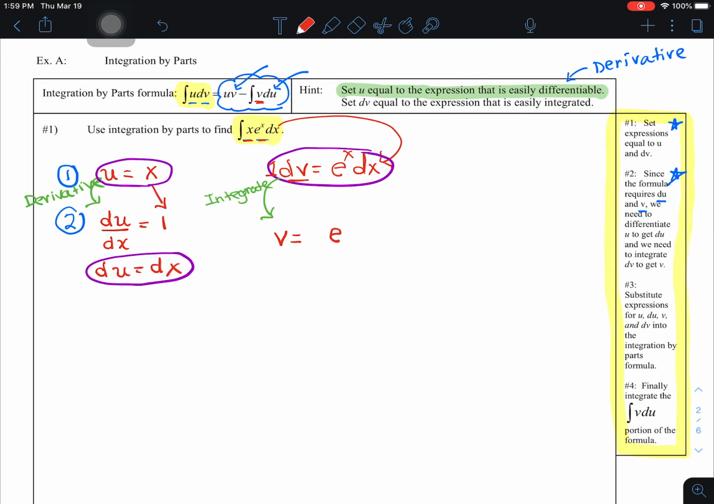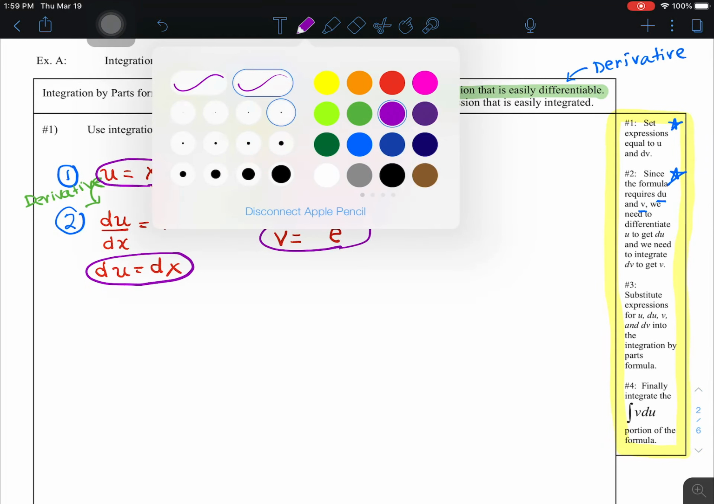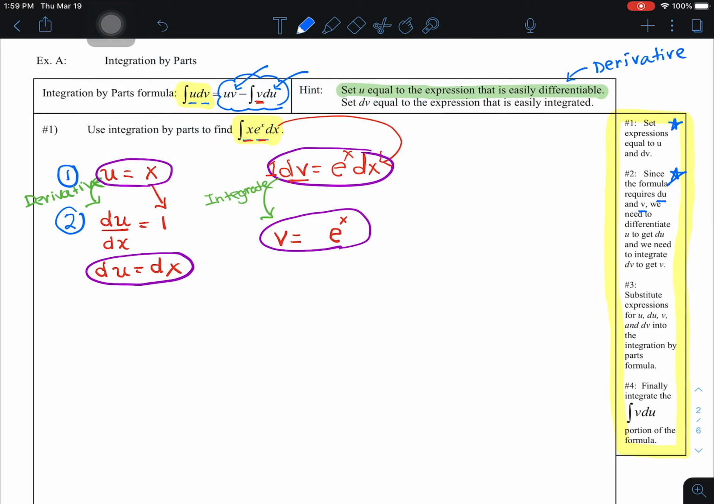When you integrate e to the x, you copy the original, you multiply in front by the reciprocal of the coefficient in the exponent, which is just a 1. Okay, and I'm going to refrain from putting the plus c there just for the moment. You'll see why here in just a second. Okay, and I'm going to circle that because that represents my v. And now I have all 4 of these pieces circled, which is really what I need if I'm going to make the substitution on the right side of this integration by parts formula.